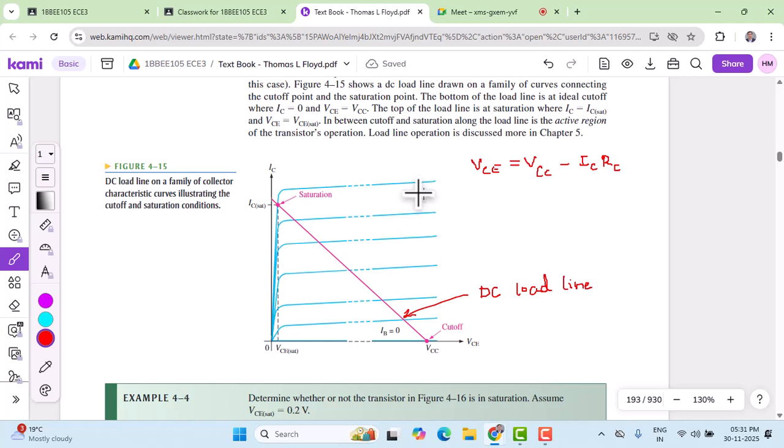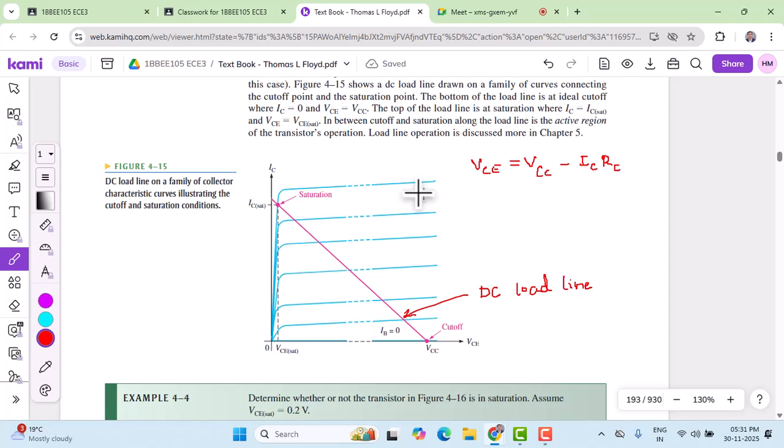And here the remaining points are the points where the active region is in play between saturation and cutoff. These are the family of curves which intersect the load line, where the pink color line intersects with the blue color line. That shows that with the corresponding base current, the device conditions match the circuit conditions.